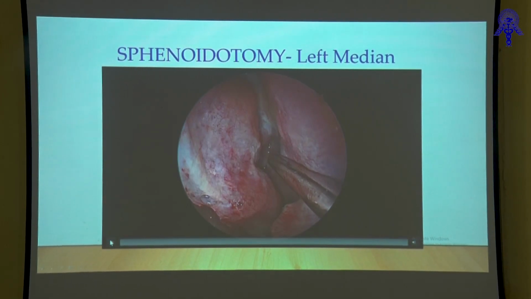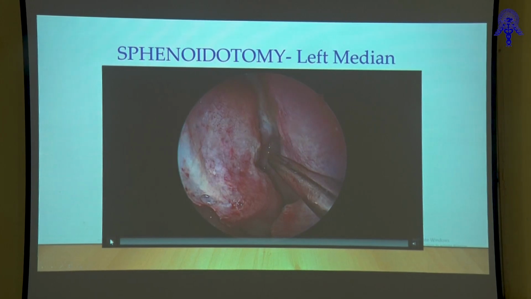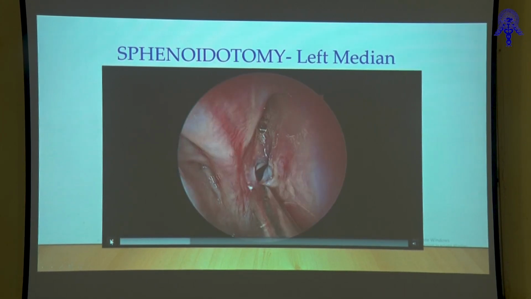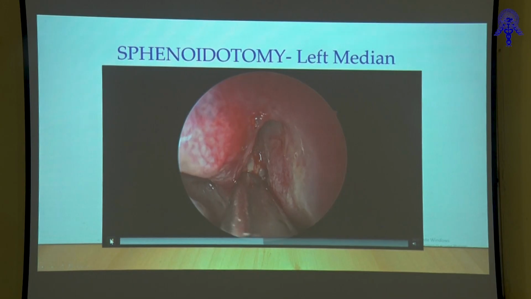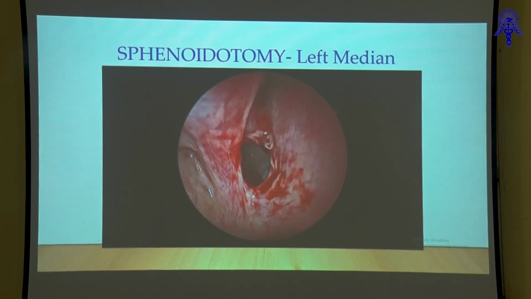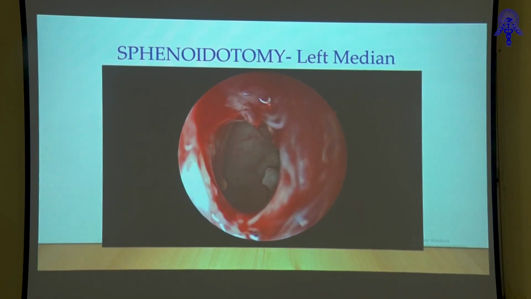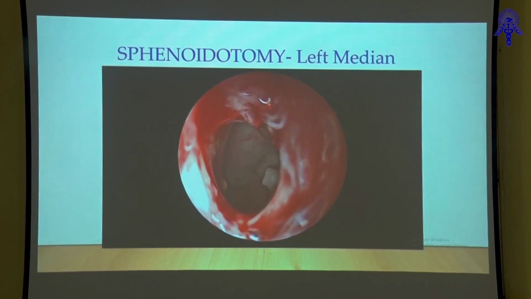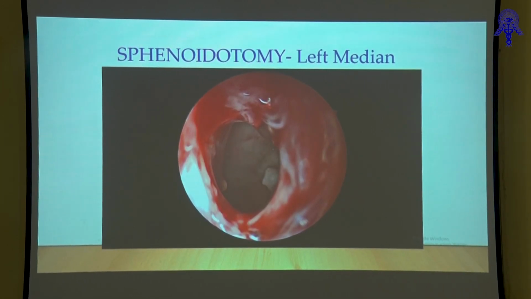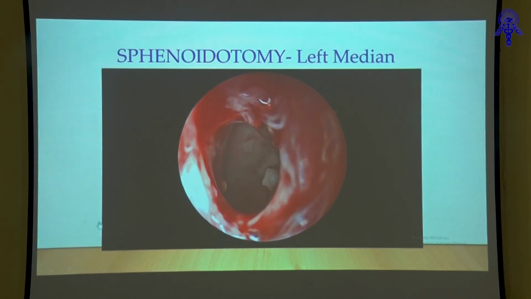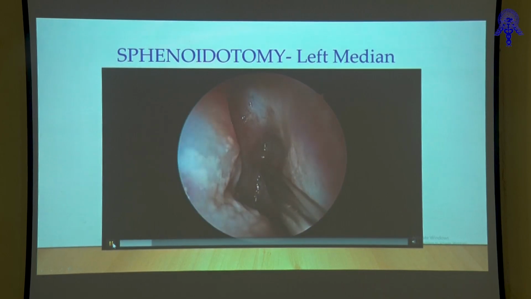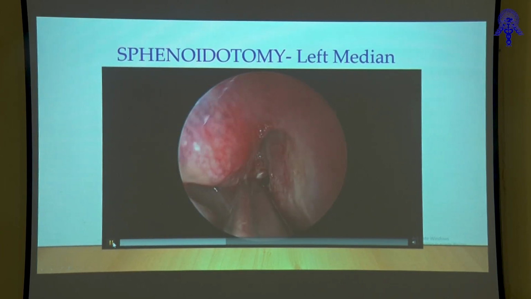This is left side median approach, means going through the natural ostium. Where is the sphenoid sinus ostium located? Can anyone tell me? Anatomically, when you do endoscopy from the choana, everyone knows, 1.25 centimeter above the free edge of the choana, you have the sphenoid sinus. Probably you missed it as I was talking to you, I will show you again. So identify the natural ostium, enlarge it, as simple as that.